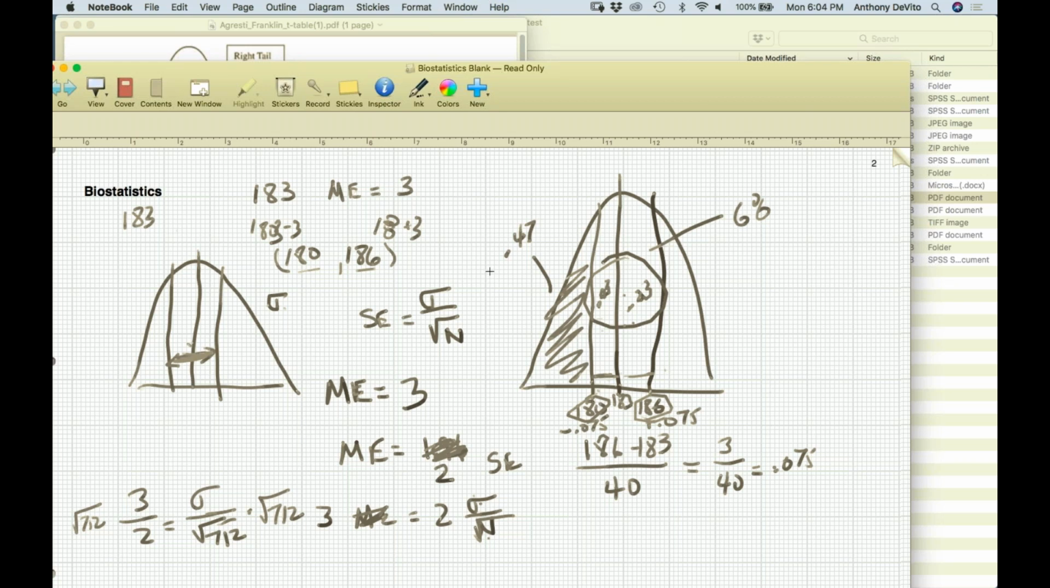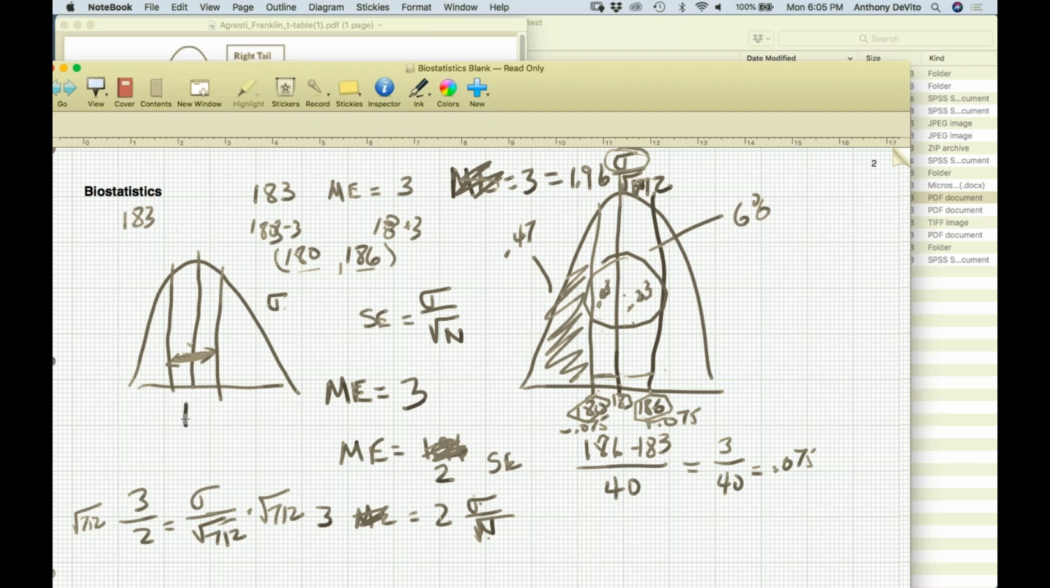So that's how we work our way backwards. In other words, we knew that our margin of error was equal to 3, but it's also equal to roughly 1.96 times sigma over the square root of n. Well, we knew what n was, that was 712, so we only have one unknown here. The only unknown we have is sigma, the population standard deviation.